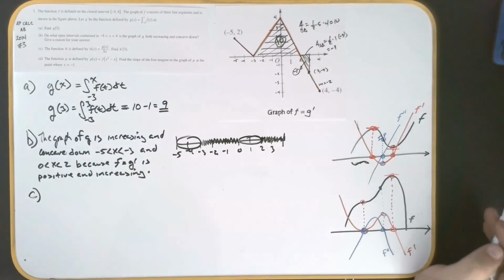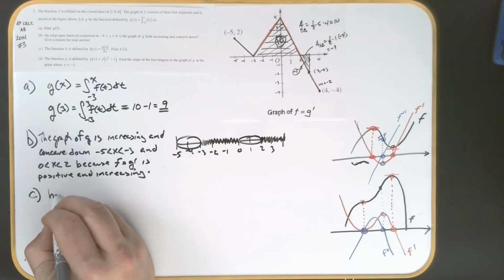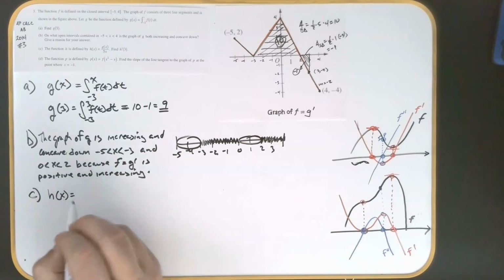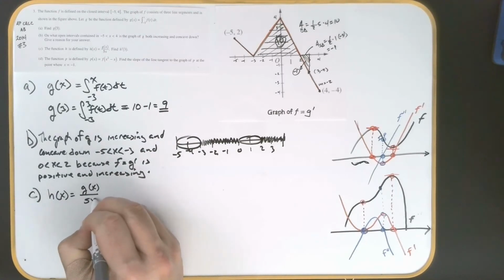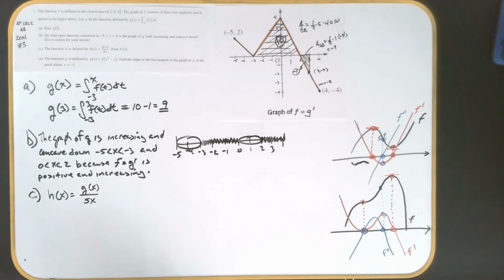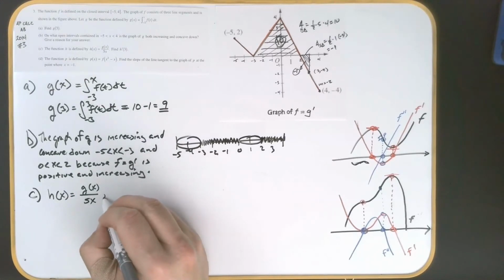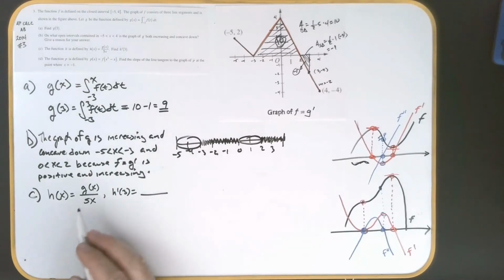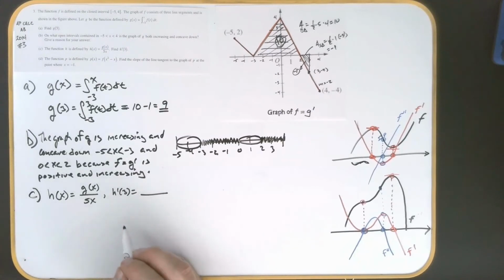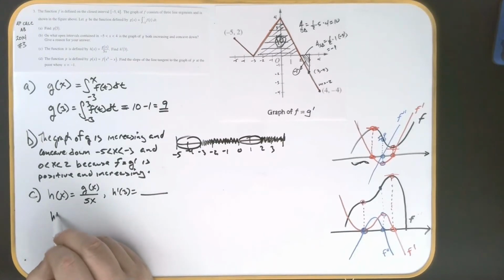Part C says the function h. So here we have a little bit of function build, kind of from potpourri or function build styles. And so they tell us here that h of x is equal to g of x divided by 5x. Function h is defined by that, and they want you to find h prime of 3. So they want h prime of 3 equals what? Well, it's a derivative question combined with, do you know your quotient rule? So let's see what we get here. H prime of x.